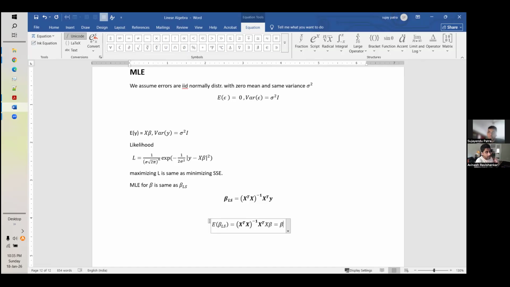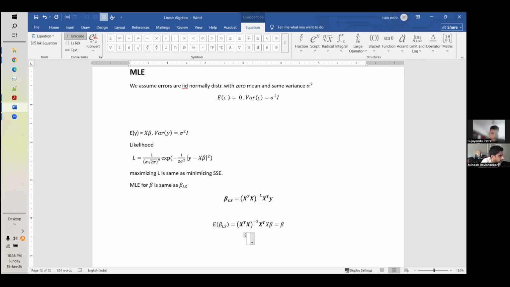So now the algebra makes sense, but I don't understand what that means though. What does that mean? That means that the beta estimator that we have is unbiased. On an average, it will target the correct beta.